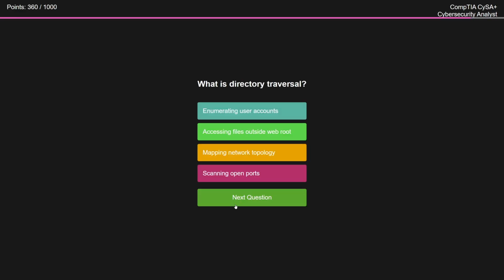What is directory traversal? Enumerating user accounts, accessing files outside web root, mapping network topology, or scanning open ports. I'm not going to tell you yet until you figure out what it is, but for me, it's going to be accessing files outside web root. Let's go to the next one.